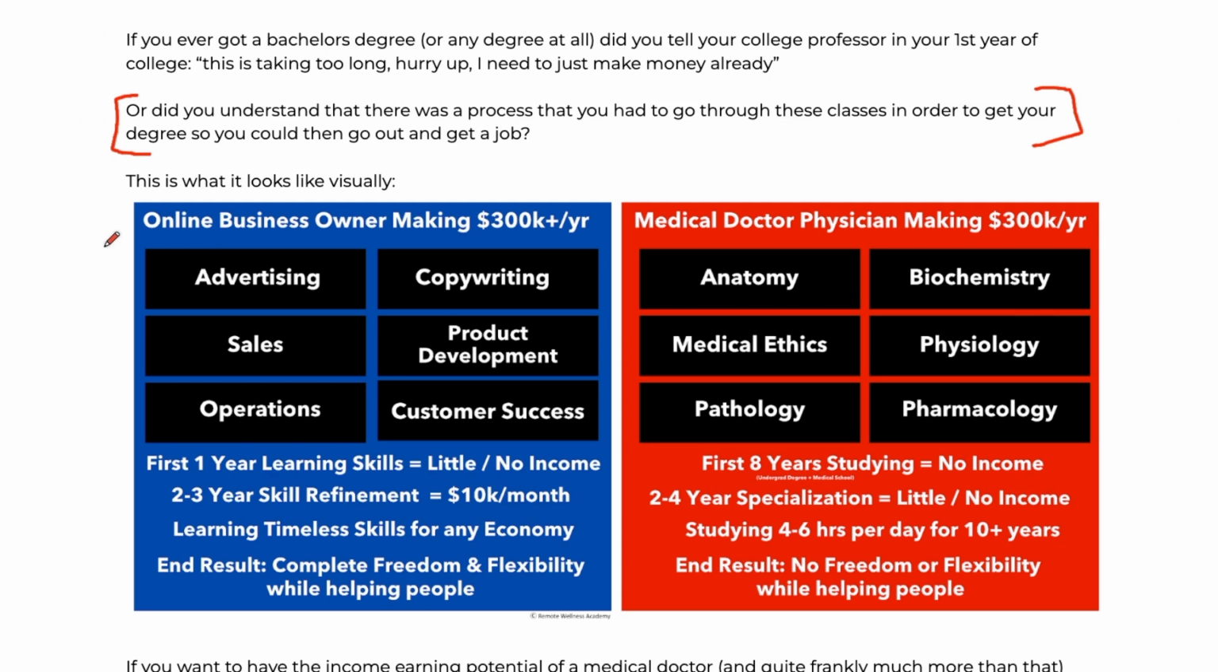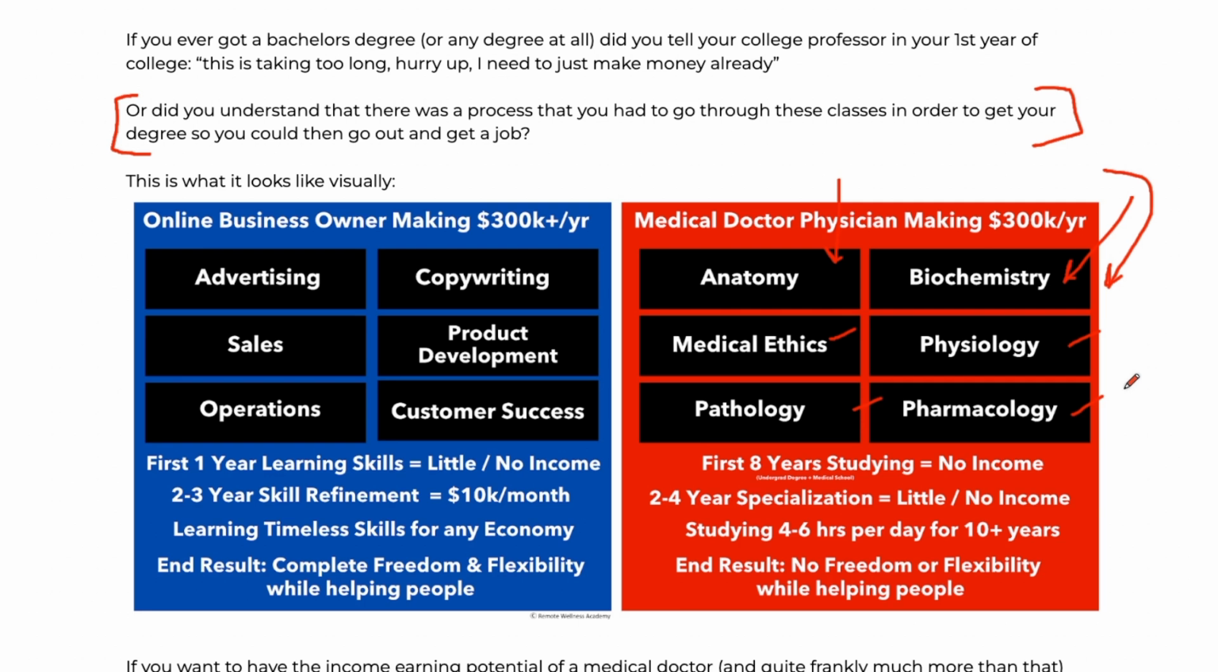The same way that a medical doctor, a physician who wants to make $300,000 a year, has to spend so many years studying things like anatomy and biochemistry and medical ethics and physiology and pathology and pharmacology, right? In fact, they have to spend the first 8 years of their career just studying and not making any income, when we talk about the undergrad degree and the medical school degree, right? And so they end up saying, you know what, I've got to find maybe a side job so I can make it through medical school.